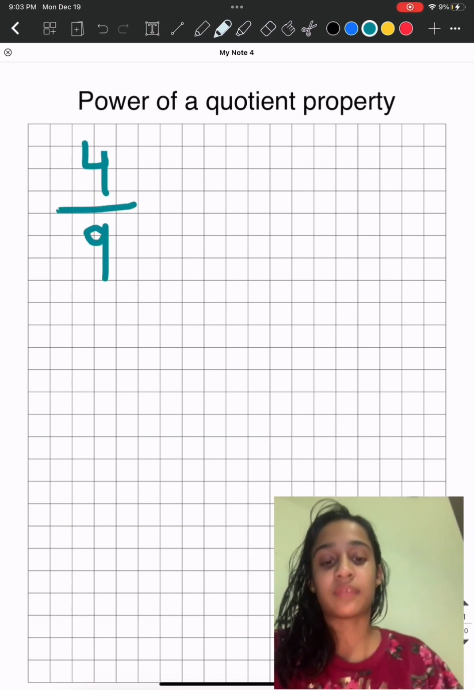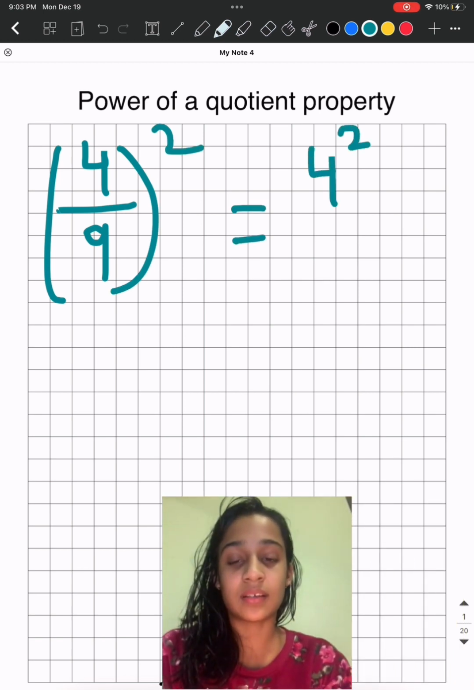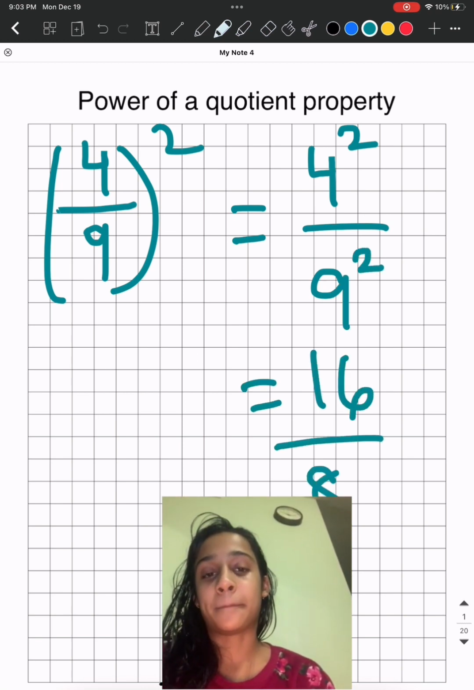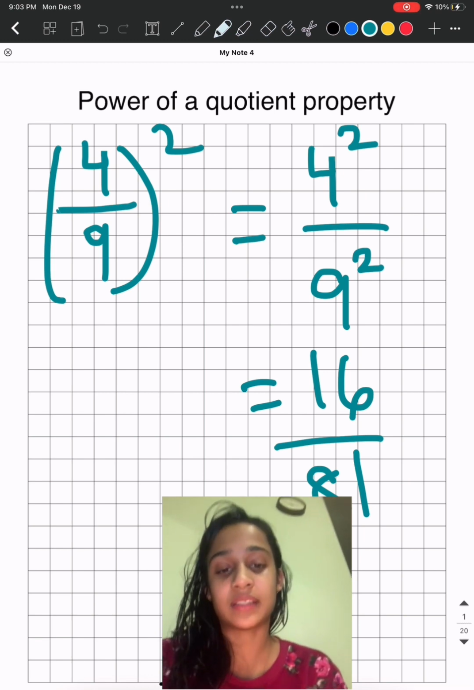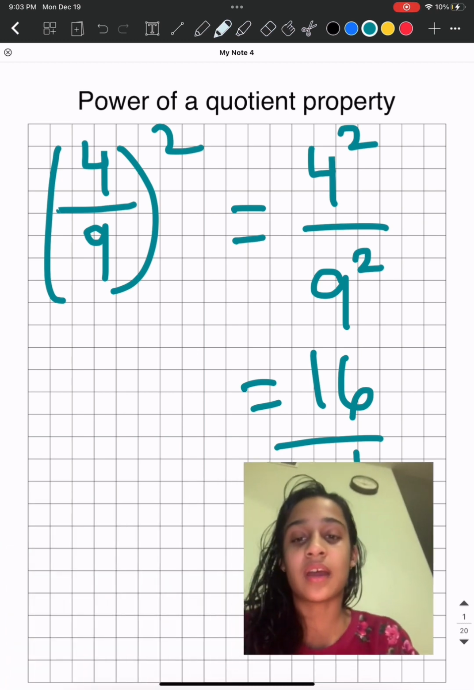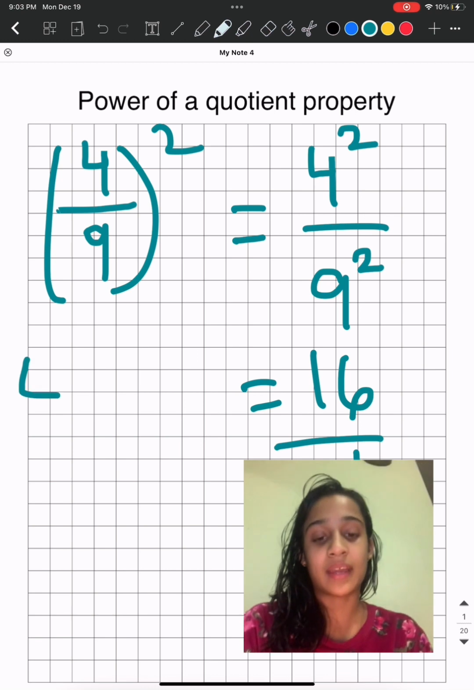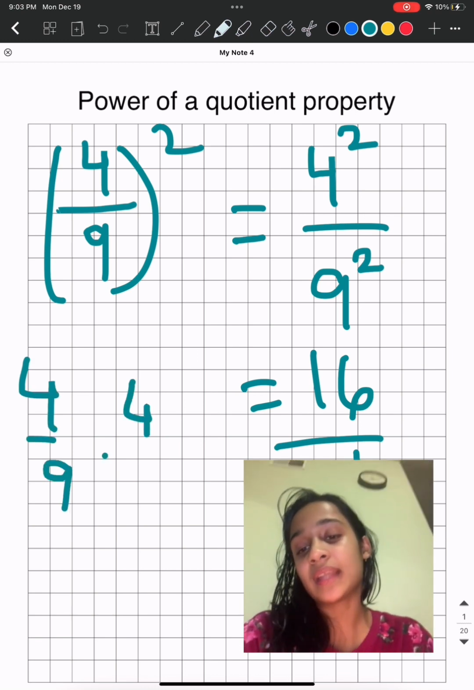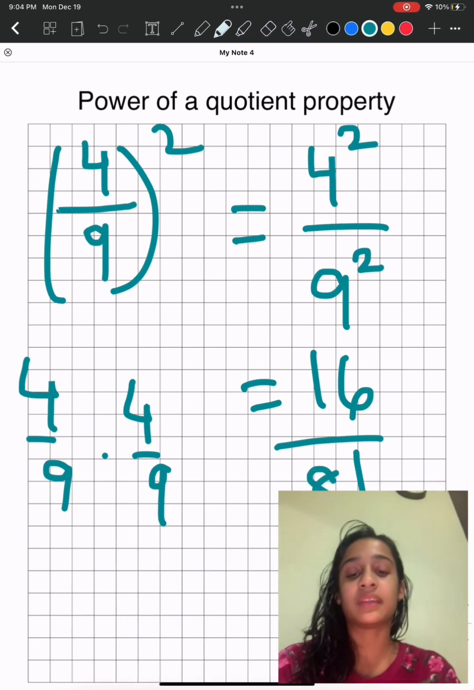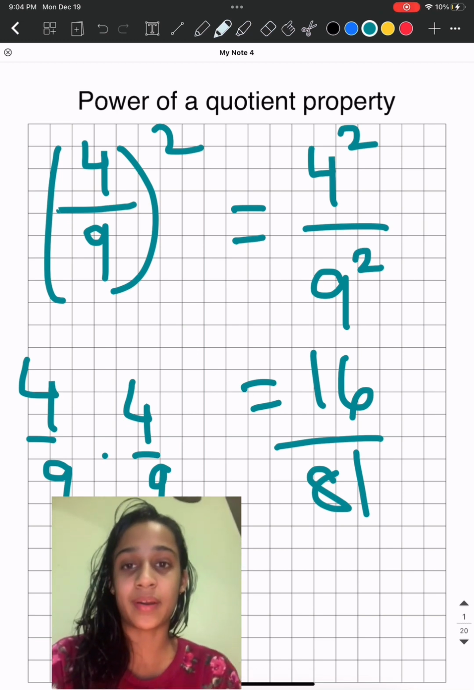Another example of this question is 4 over 9 to the power of 2. So now I'm going to do 4 to the power of 2 divided by 9 to the power of 2. 4 to the power of 2 is 16, 9 to the power of 2 is 81. Now 4 over 9 in brackets to the power of 2 is the same thing as multiplying 4 over 9 by itself. So 4 over 9 times 4 over 9: multiply the numerators, 4 times 4 is 16, multiply the denominators, 9 times 9 is 81, and we get the same answer. This is how we know our answer is correct.